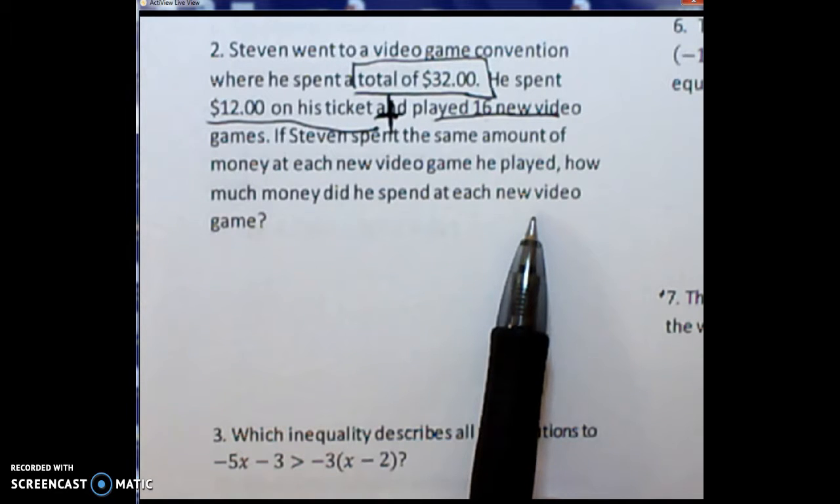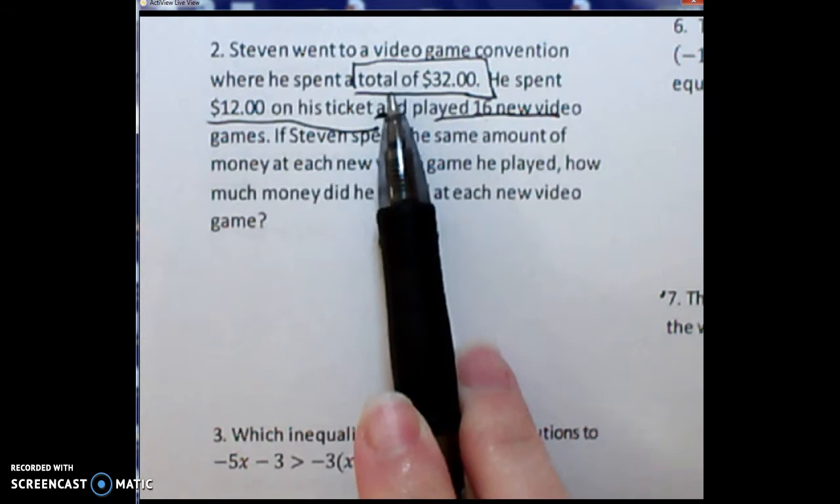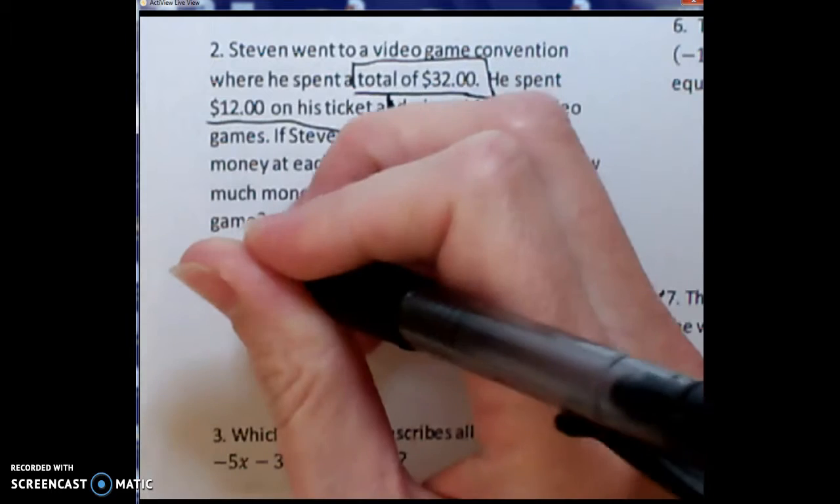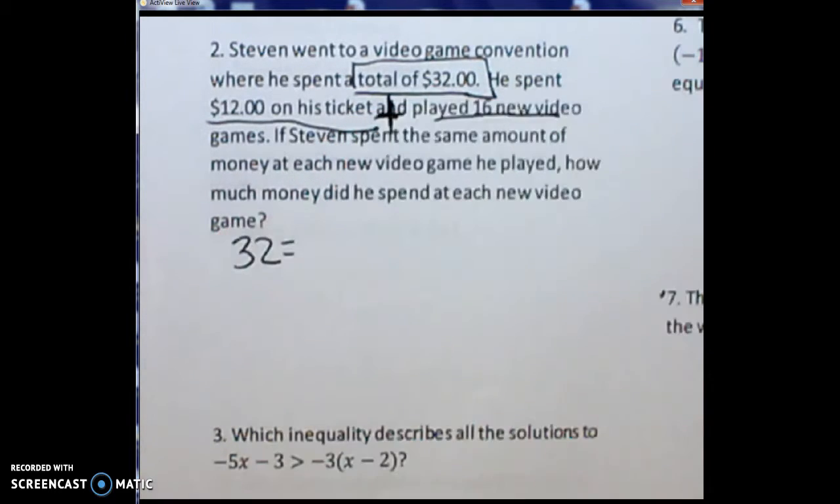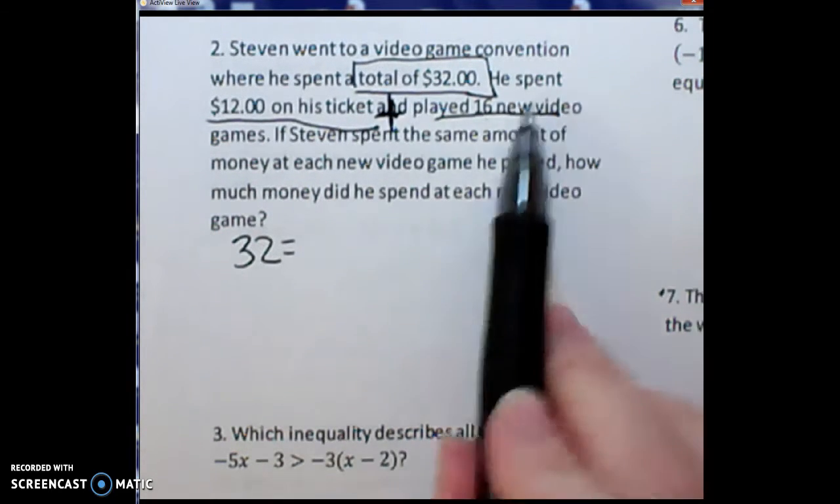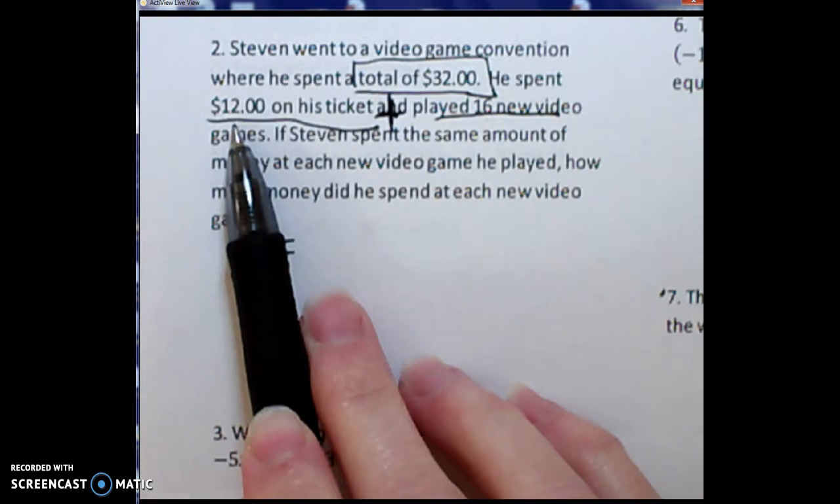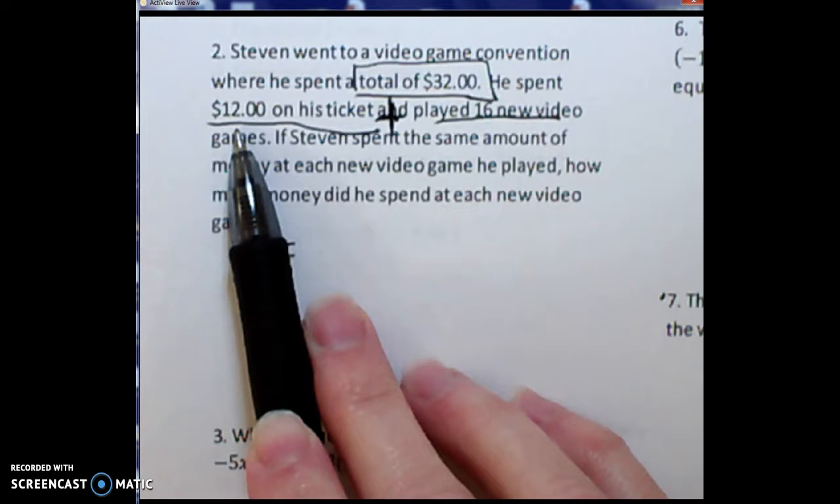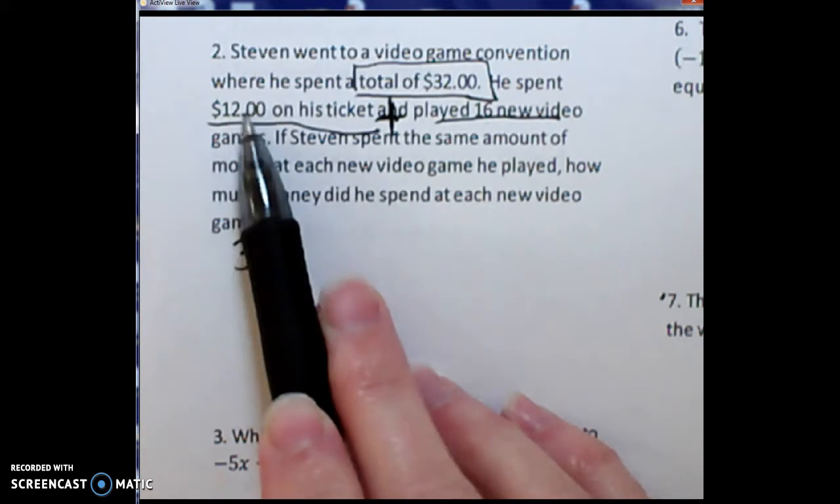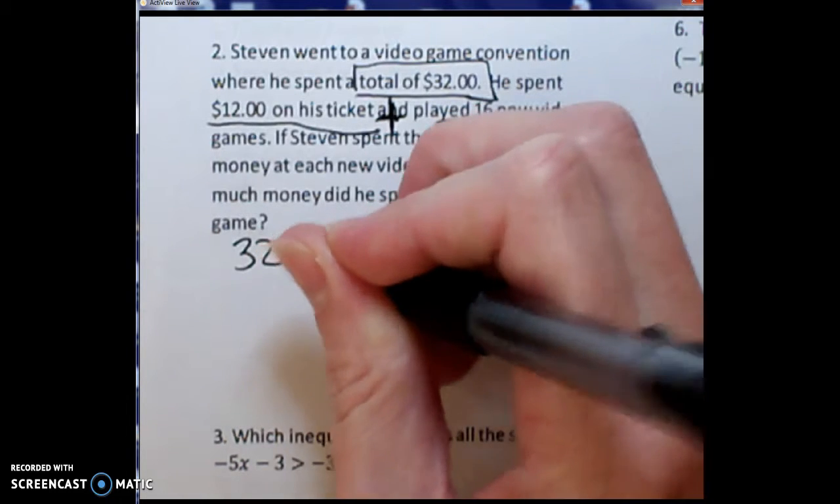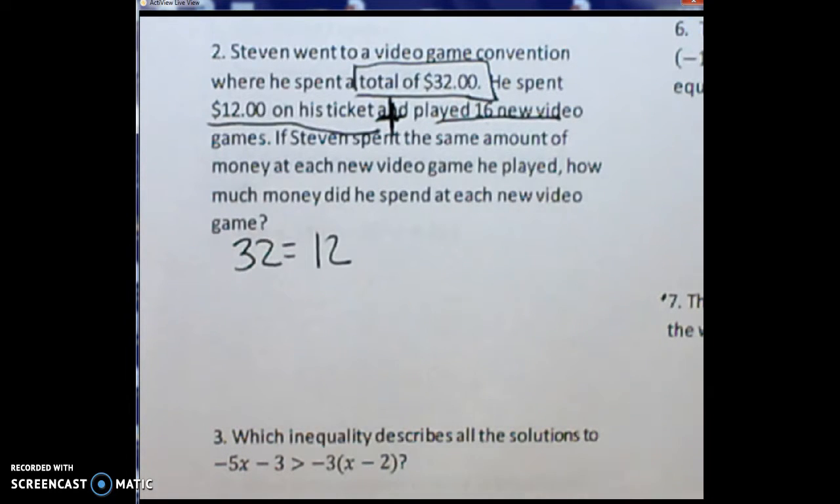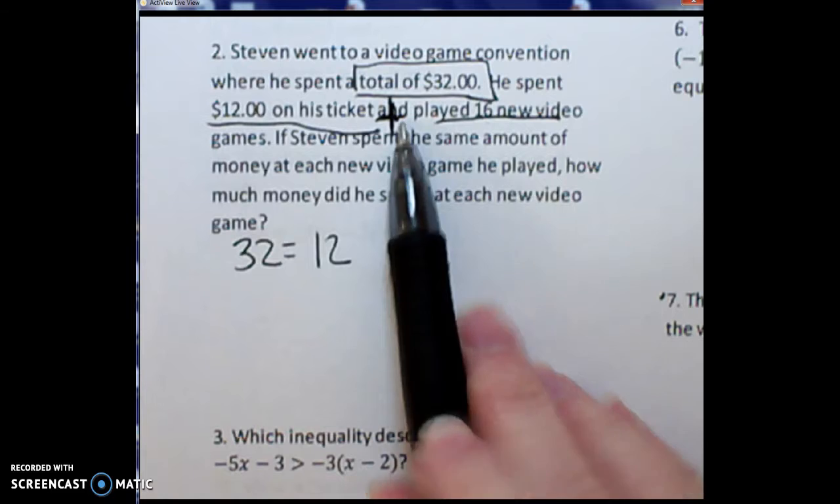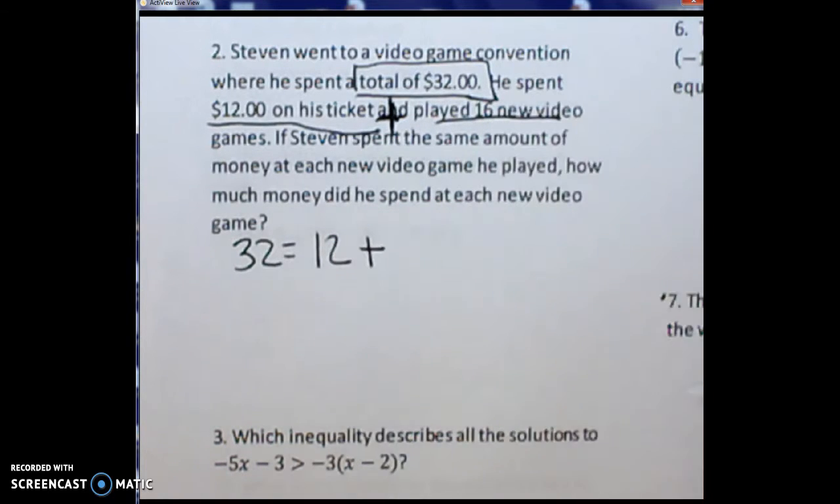So we can go through and we can start writing out our equation. First thing we had, total of 32. So I know whatever I get is going to equal that total. Tells us that he spent $12 on a ticket. So if you're going to, let's say, a carnival, in order to get in the door you need a ticket. You only need to buy that ticket one time to get through the door. So he's only going to spend $12 once. So it's just 12. We saw the word "and" means that we're adding to that cost.